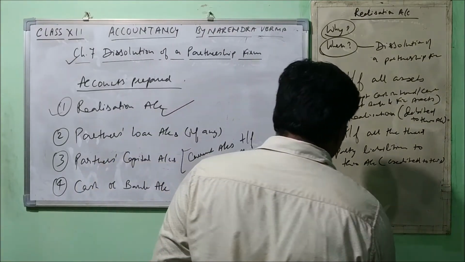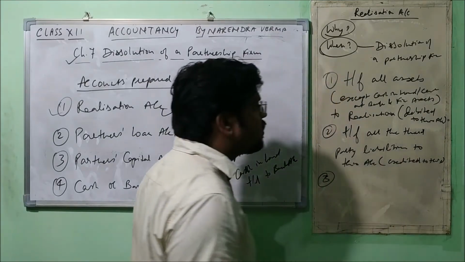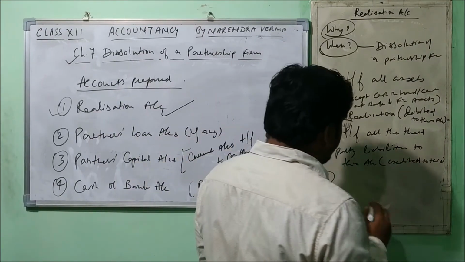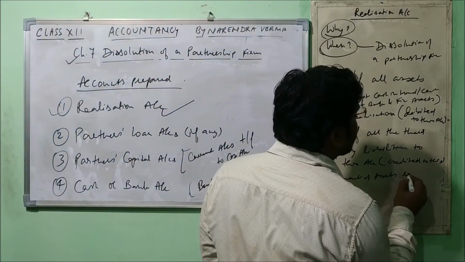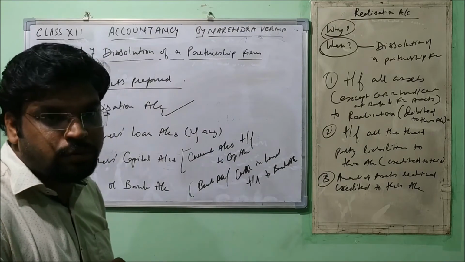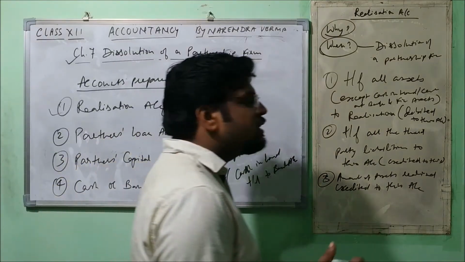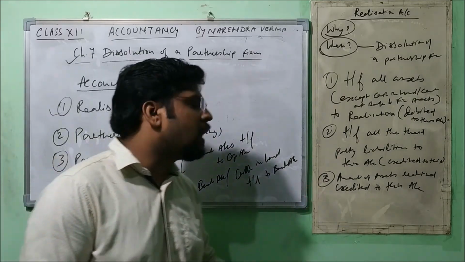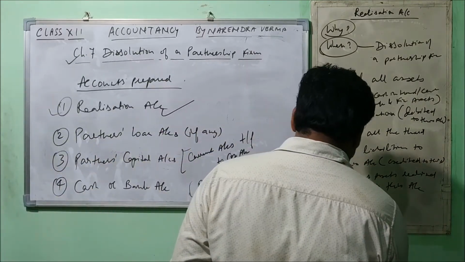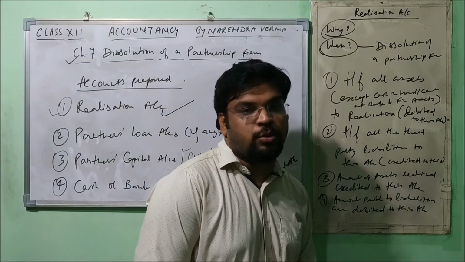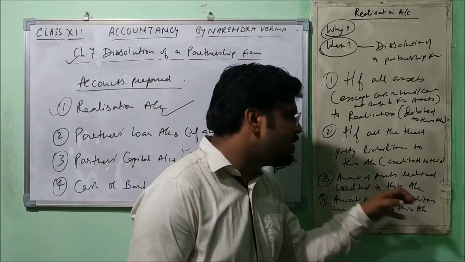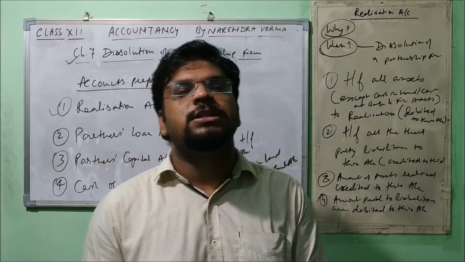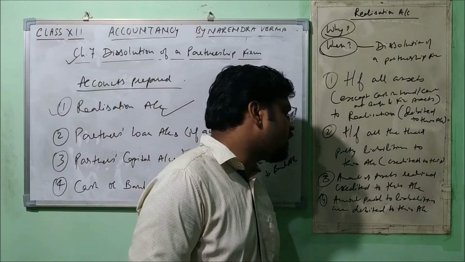Then thereafter the particular assets are realized, and the amount of assets realized is credited to this account. Whatever amount is realized from the particular assets is transferred to this account. Similarly, amount paid to liabilities is debited to this account. Because why are we realizing the assets? So that we can pay off the liabilities. So it is transferred to the debit side of the account.